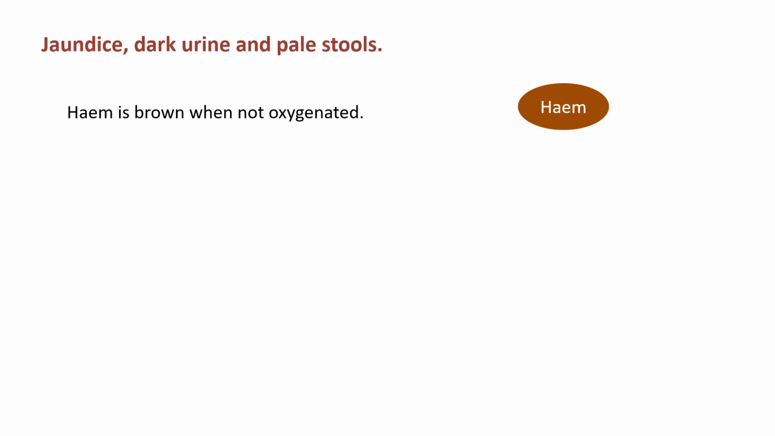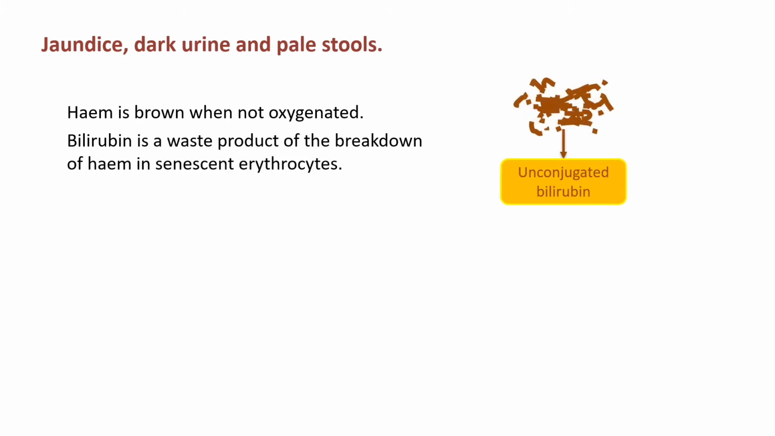Which brings us on to our classic signs of jaundice, which we have to link in with dark urine and pale stools. So we've got yellowing of the skin, darker urine, but pale stools. Now, heme, if you remember heme, we've always said when it's oxygenated, then it's bright red. When it's not oxygenated, it's brown. When senescent erythrocytes start to die off, the heme is broken down. When it's broken down, it becomes bilirubin.